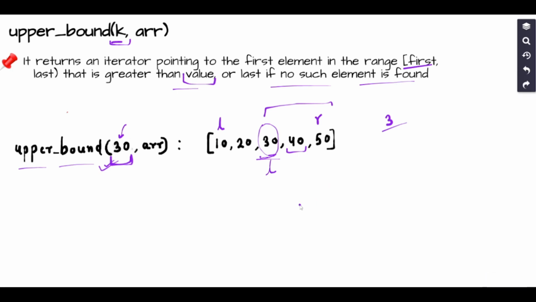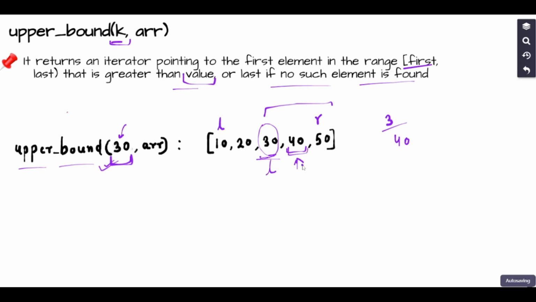Here I again check for the middle element. The middle element would be 2 plus 4 divided by 2, that is 3, and that would be this one. So is this greater than the element which we are passing? Yes, it is. Since it is greater than 30, it can be the potential answer. So I store 40 as my answer for now.